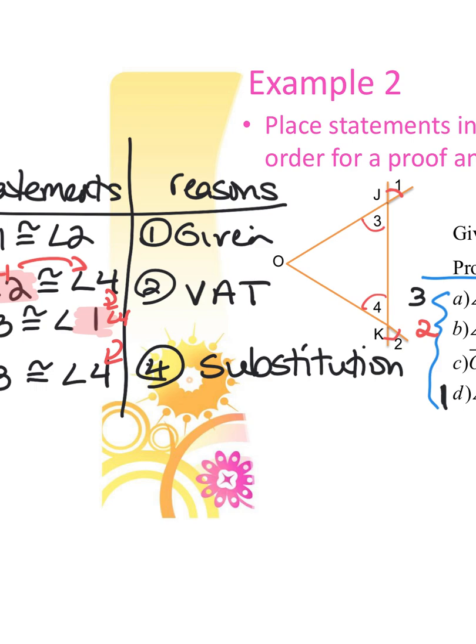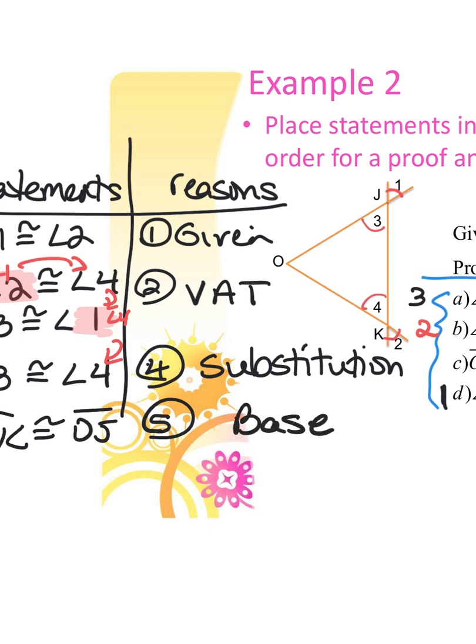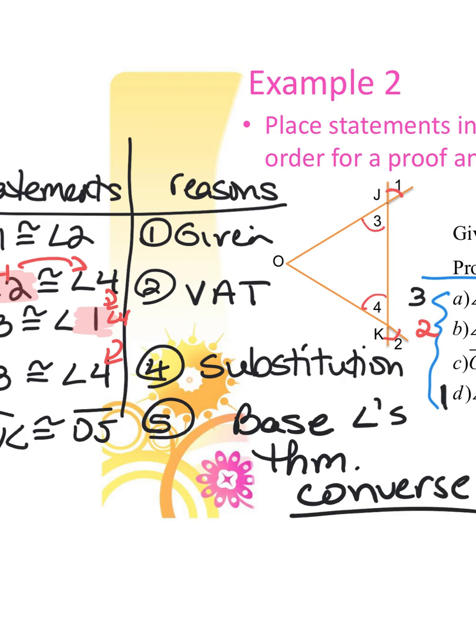Now that I have congruent base angles, I can state that OK is congruent to OJ, and my reason is because of the base angles theorem converse. And it's important that you include the word converse. Remember, the converse states that if the base angles are congruent, then the sides are congruent. And that is the end of that proof, because my last statement was C. That's what I wrote for 4.